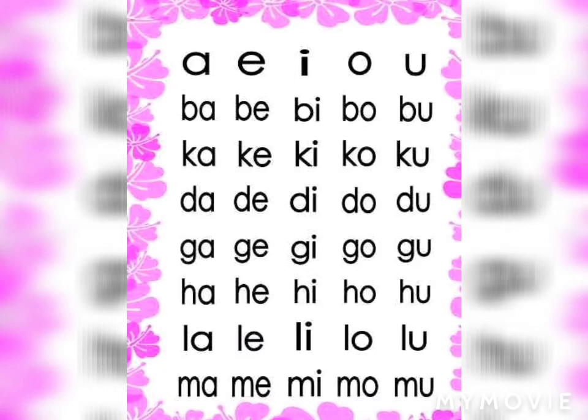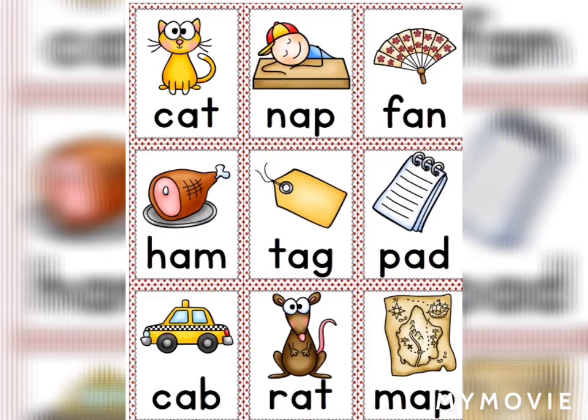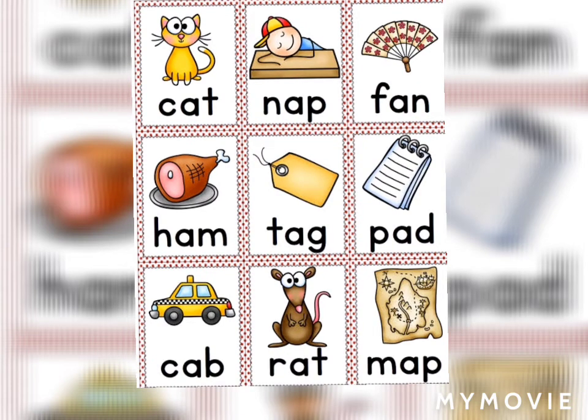Wasn't that easy? Now let's read some CVC words with the short vowel sound of A. Here go the words. Cat, cat. Nap, nap. Fan, fan. Ham. Tag, tag. Pad, pad. Cap, cap. Rat, rat. Map, map.